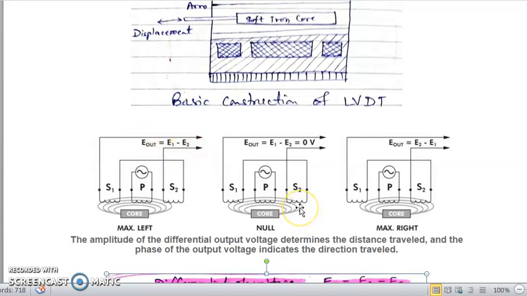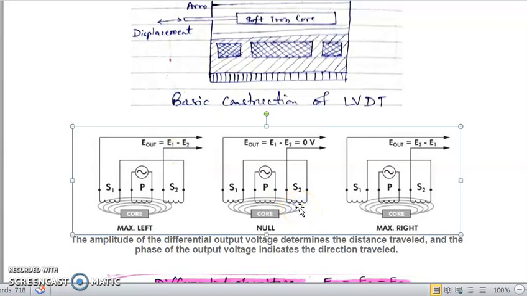Here in the center diagram, the core is at center. It means that the magnetic flux is linked with the S1 winding and S2 winding in the same manner. So the magnitude of E1 and E2 will be the same. Hence it will provide zero voltage, and that is known as the null position.